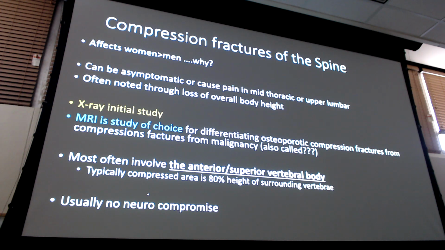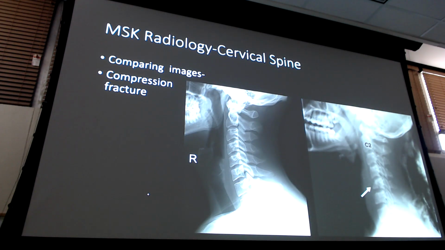Most often it involves the anterior superior portion of the vertebral body. Okay? They end up with that pain in the mid-thoracic or upper lumbar area, so right kind of in this region is where it's at the most. That's the primary area of the weight bearing that we end up having. Usually not neurological symptoms at all, because this is more vertebral based. It's not anything to do with the spinal cord. I'll show you some pictures of what they look like.